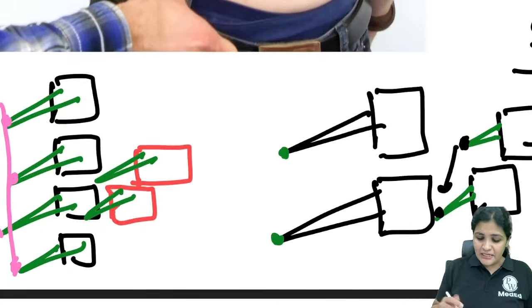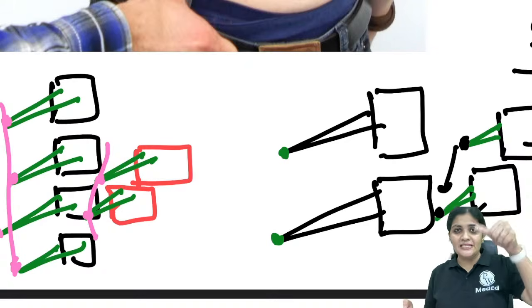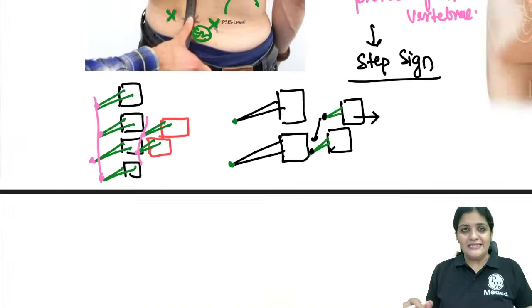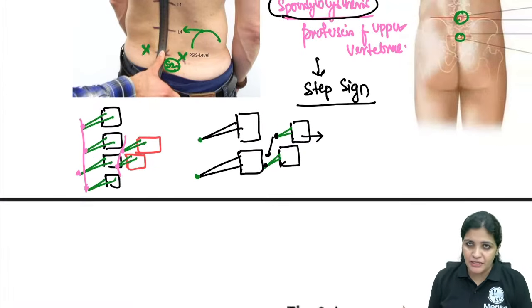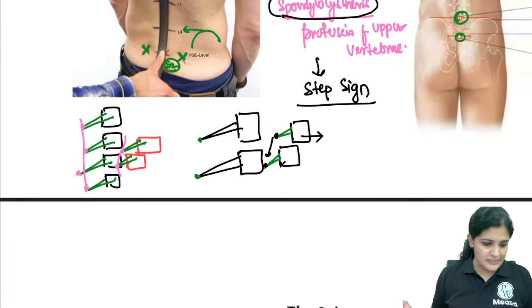But if there is this listhesis, so one spinous process is like here and another one is here. So if you want to palpate it, you have to go it as a step. So this is called as the step sign on palpation, which you see in spondylolisthesis.